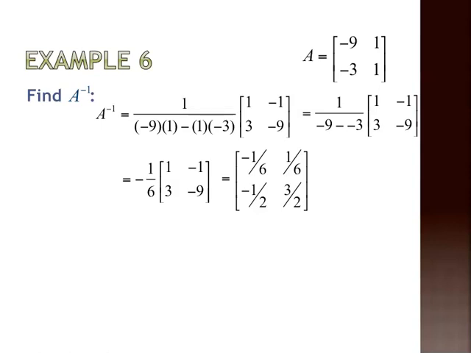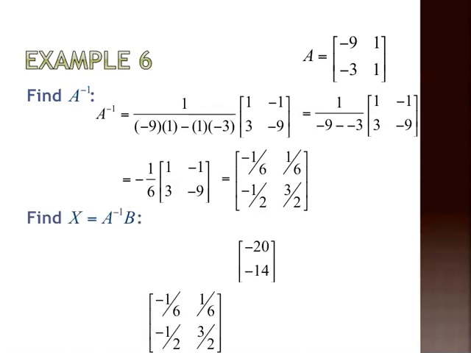All right, we found A inverse. Now we need to solve for x by multiplying A inverse by B. So here's A inverse. I'm going to multiply it by B. So that's negative 1/6 times negative 20, so 20 over 6 plus negative 14 over 6, that's equal to 6 over 6, which is equal to 1. Okay, and then we have negative 1/2 times negative 20, and then 3/2 times negative 14, and that's equal to negative 11. So here we found x is equal to 1, and y is equal to negative 11.